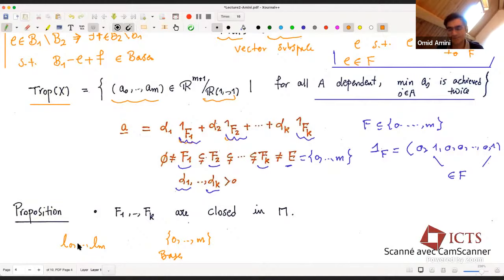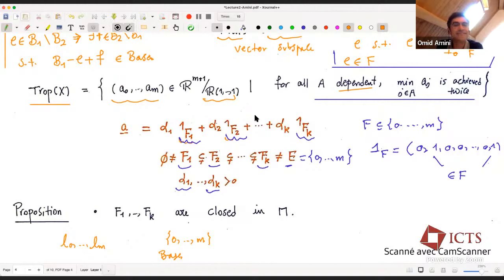So in your definition of trop X, you have this capital A dependent set. Do they form the flats? No, they don't. This description does not use flats. It uses dependent sets. Or you can also replace this dependent set by minimal dependent sets, which are circuits. But then out of this description, which is coming from the bases, this is the fundamental theorem, you get the alternative description in terms of flats. Which is more convenient.